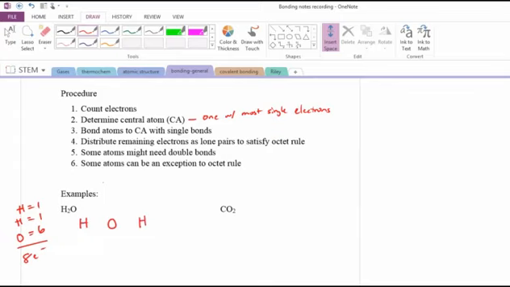So now, bond atoms to central atom with single bonds. Okay, so a bond is 2 electrons, but we use a dash. So we've got to subtract this. So we've got 4 electrons left. So we have to distribute those to satisfy octet rule. So oxygen, if we give it 1 lone pair there, that's 2. So we've got 2 more. Another lone pair there. Everybody's good.